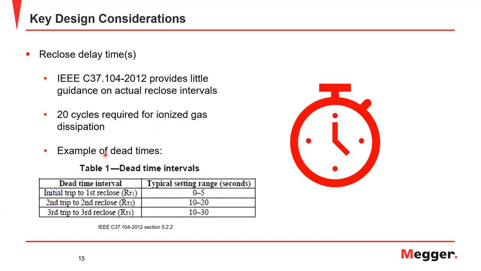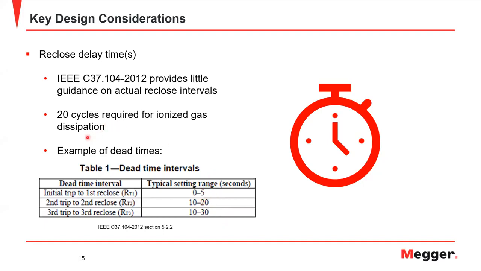The other thing it talks about is just a very broad-based dead time interval suggestion. First trip, it says is 0 to 5 seconds. Second trip, 10 to 20 seconds. Third trip, 10 to 30 seconds. And any additional trips are not even addressed.